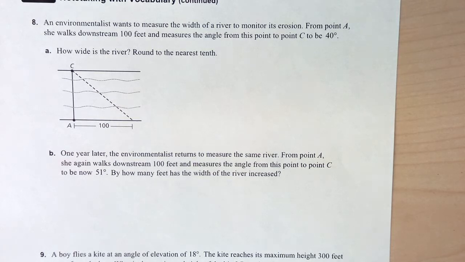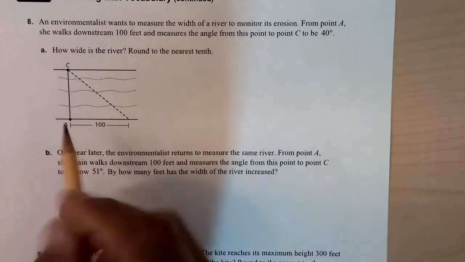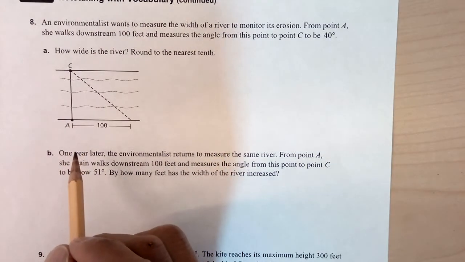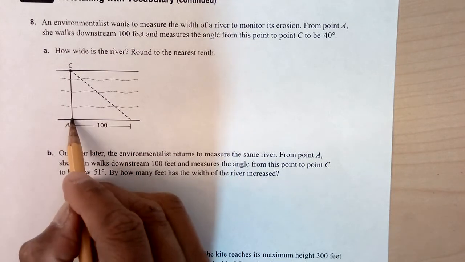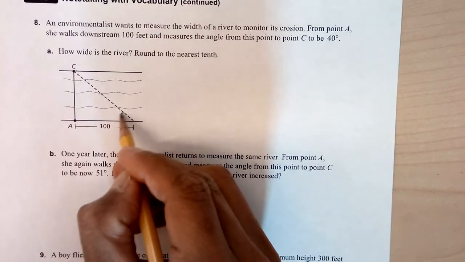Okay, so now we'll take a look at a couple of story problems applying the tangent ratio. If you read through the information for number 8, environmentalists want to measure the width of the river to monitor its erosion. From point A, she walks downstream 100 feet and then measures the angle from this point to point C to be 40 degrees.